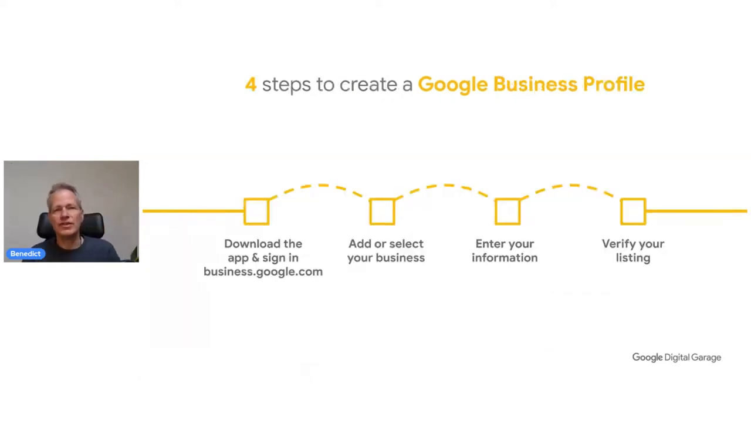So, 4 steps to create a Google Business Profile. First, download the app and sign in. That's business.google.com. Then you add or select your business, so what kind of particular area it is and everything.